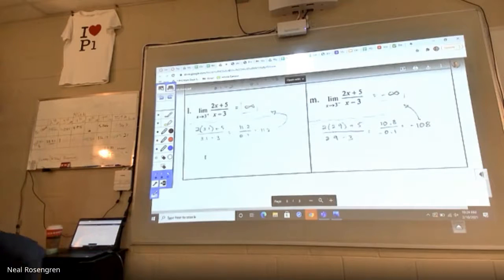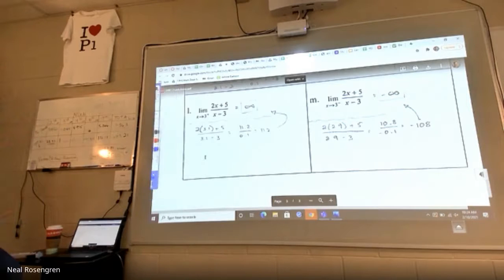There you go. And there it is, right? A little side work underneath to plug in that number to the right of 3. So 3.1 is always good. 3.01, 3.001. The closer you get, the more comfortable you'll be with your answer leading you to a limit like infinity or negative infinity.